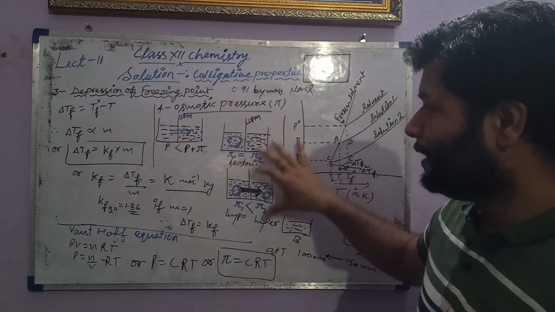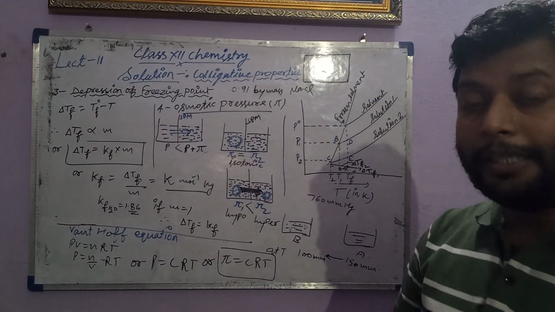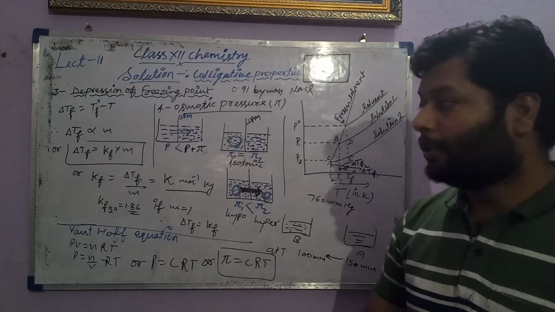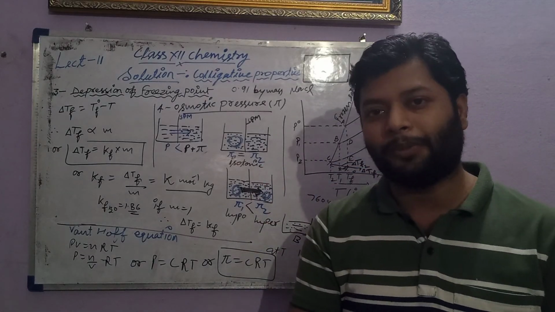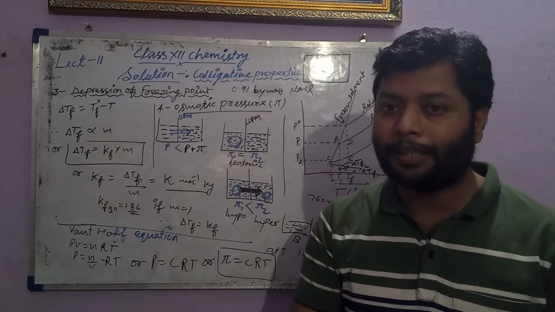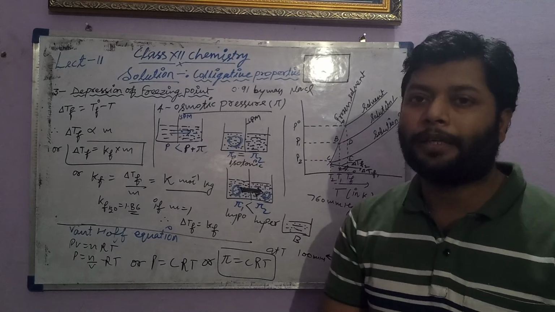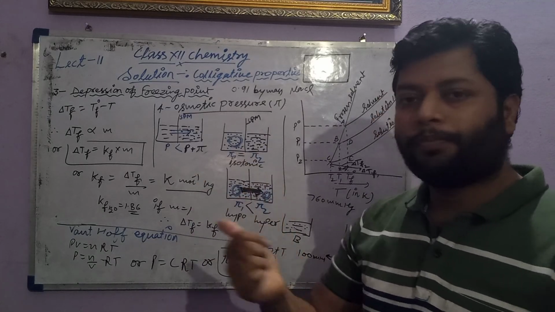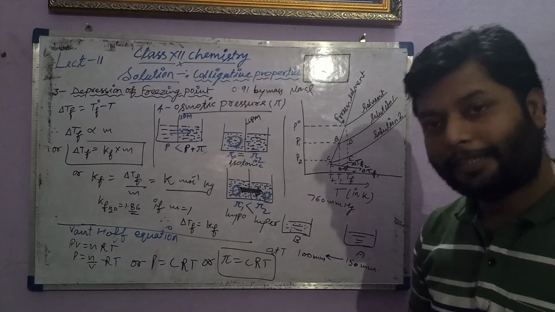And these are the concepts of isotonic, hypotonic, and hypertonic solutions. Students, it is very easy to learn all these concepts. There is another topic called reverse osmosis in the same topic. We'll discuss reverse osmosis in the next lecture, and we'll solve some numericals based on all four colligative properties. So this is all about the colligative properties in this lecture.